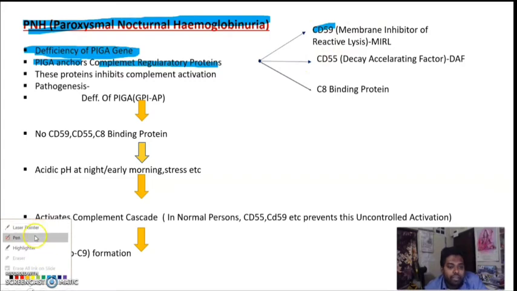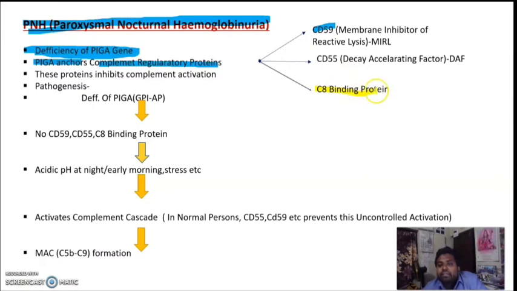So what do the complement regulatory proteins do? They inhibit the complement cascade activation. Complement cascade activation is inhibited by these three proteins. PIGA is present in the body cell membrane, as a glycophosphatidylinositol anchored protein, GPI-AP, which binds these CD59, CD55 and C8 binding proteins. So when PIGA is deficient, these proteins cannot inhibit the complement cascade.